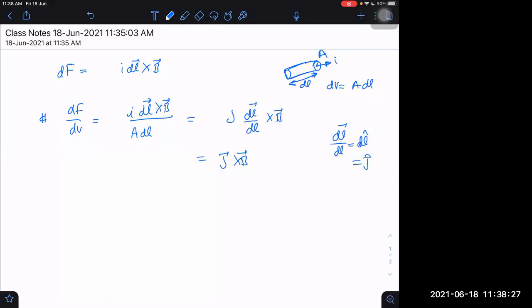Here J cap does not mean along the y axis. What does this J cap mean? It is a unit vector pointing in the direction of flow of current. J cap is the unit current density vector. Then we know what the force density is. Force density we are getting.